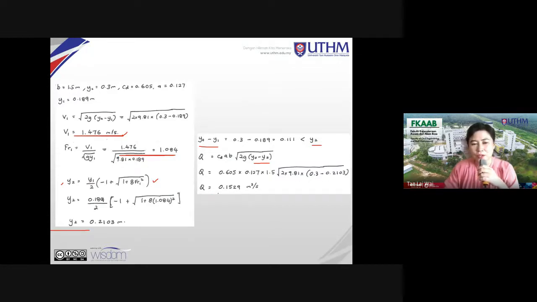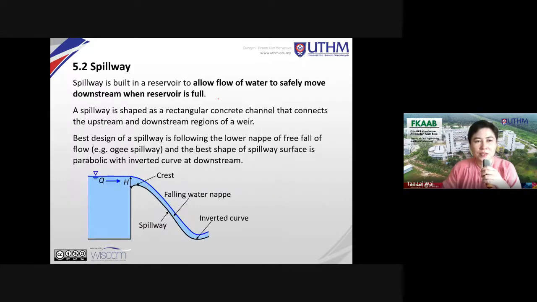All right. So therefore, your Q is 0.1529. Now, this is very straightforward for flow under a sluice gate. Just substitute the formula. You apply the formula, provided.